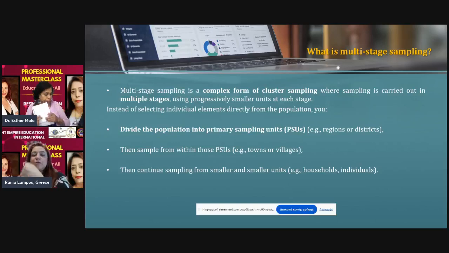Instead of selecting individual elements of the population, you divide the population into primary sampling units, then sample from within these units, and then continue sampling from smaller and smaller units: households, individuals, etc. So first regions, then towns, villages, and then individuals. This is multi-stage sampling.